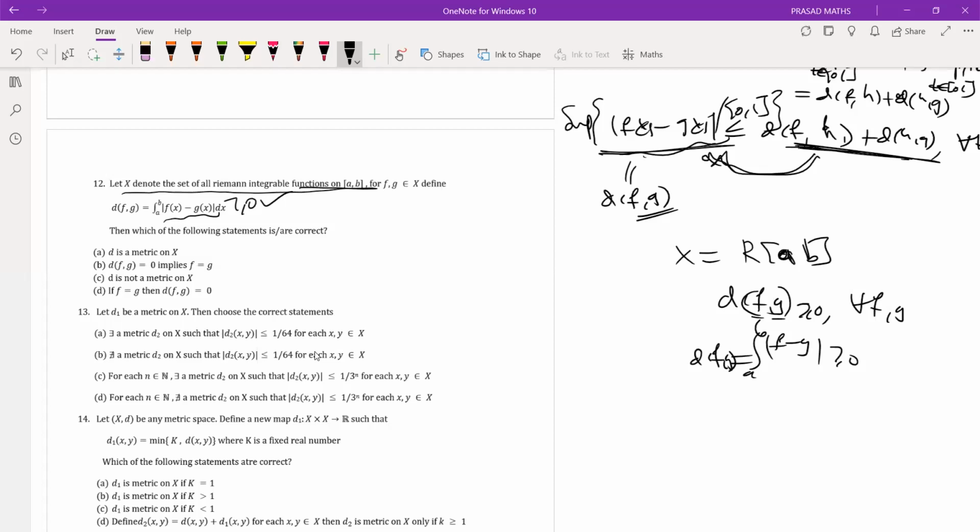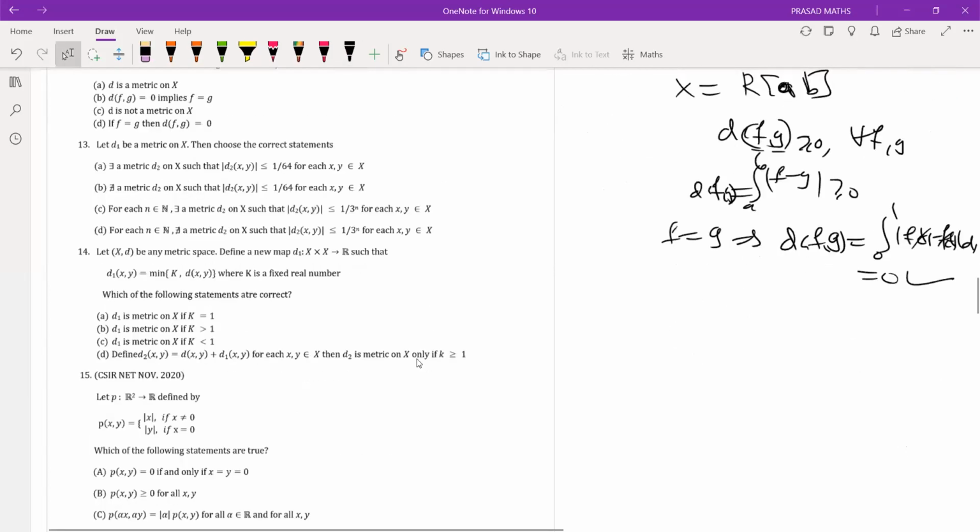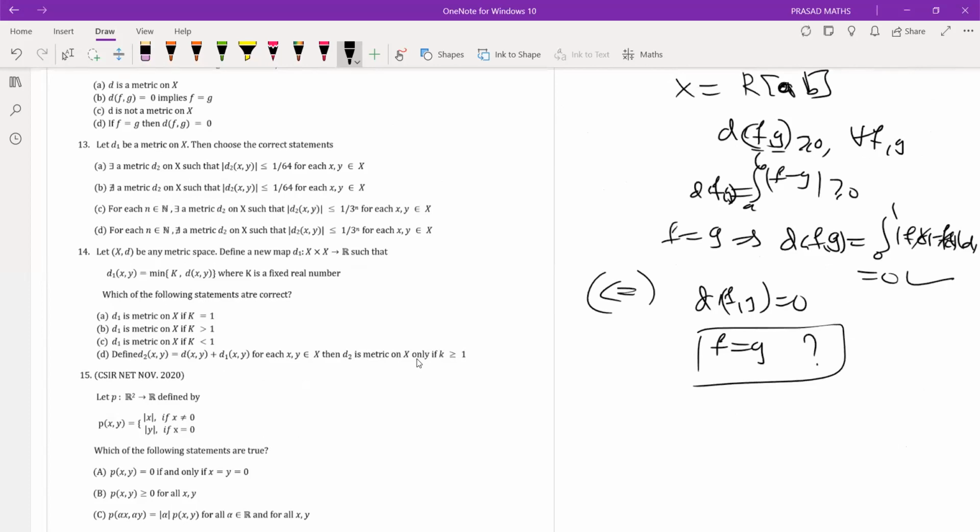What is the second option? If you take f equals g, the distance between f comma g is always 0, because this is f of t minus f of t dt, this is cancelled, therefore the integral of 0 is 0. So whenever f is g, distance is 0. So this option is also true. What is the converse? If d of f comma g is 0, does it mean that f equals g? The answer: need not be.